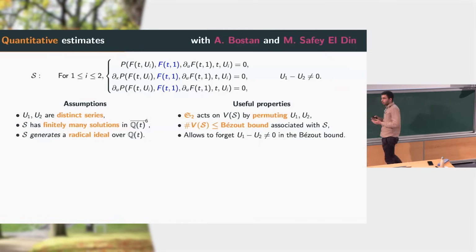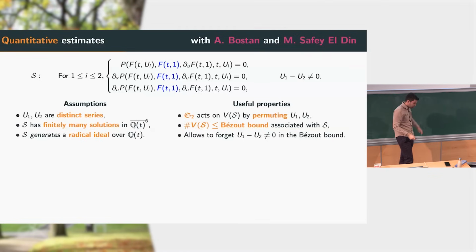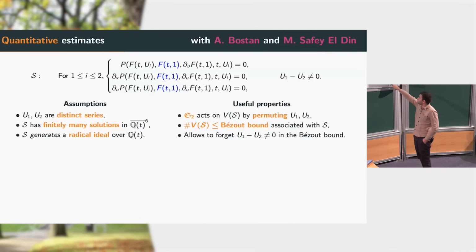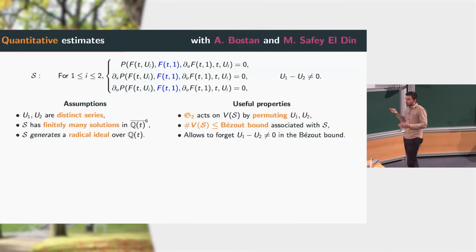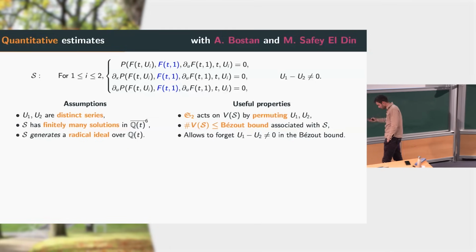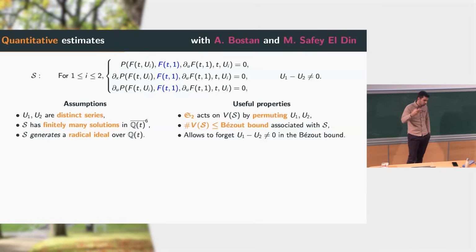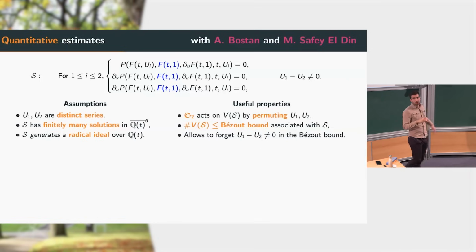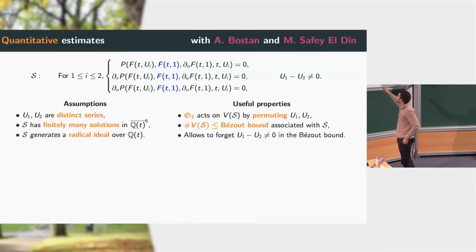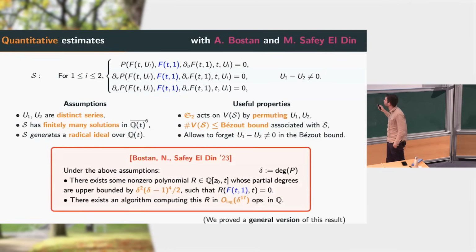You also have the fact that, as the system has finitely many solutions, the number of solutions is bounded by the Bézout bound. If you apply the Bézout bound naively, you will have to take into account this condition, u1 minus u2. In fact, the fact that the polynomial system is radical, the associated ideal is radical, implies that you can use a variant of the Bézout theorem. It's called the Heintz-Bézout theorem, and it allows us to forget this condition when bounding the number of solutions.